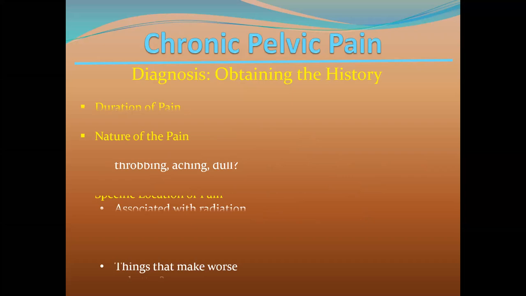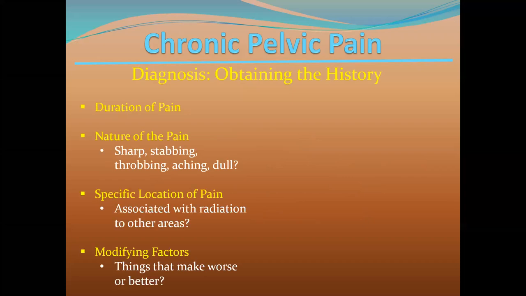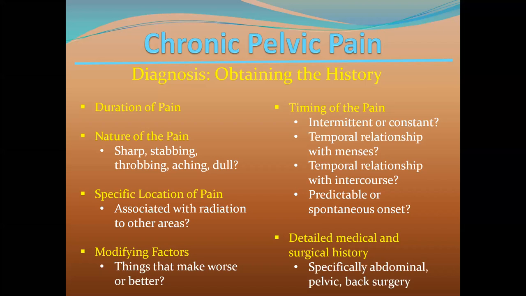So after obtaining the history and duration, you take the detail of the history of the pain also: duration of the pain, nature of the pain, whether it is sharp, stabbing, throbbing, aching, or dull, specific location, associated radiation to other areas, and modifying factors, things that make it worse or better. Then the timing of the pain: intermittent or constant, and temporal relation with menses. You can categorize it: if it starts before the menses and is relieved as the bleeding is established, it is primary; or there is a congestive type, where the pain occurs as the menses start; or endometriosis, where severity increases toward the end of menstruation. Also the relation with intercourse, aggravating or relieving factors, and a detailed medical and surgical history specifying abdominal, pelvic and back surgery.